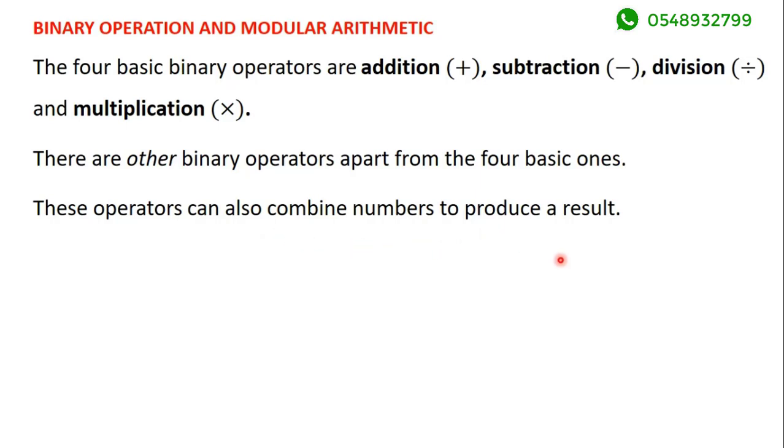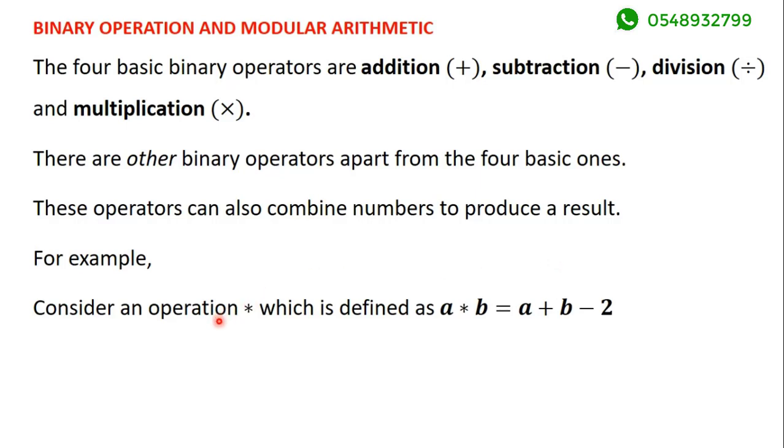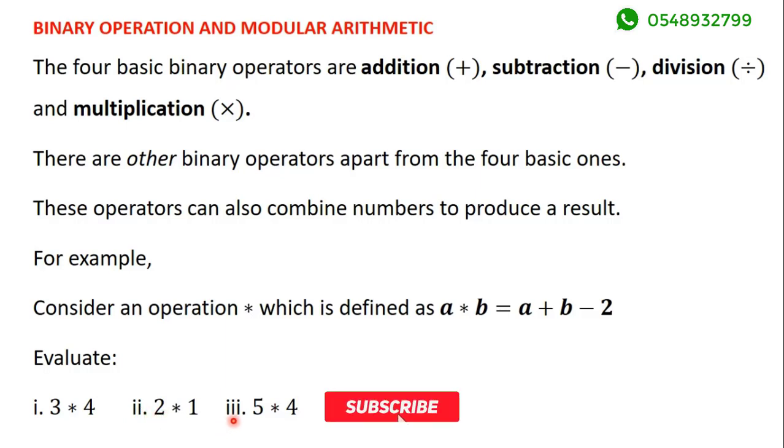produce a result. So for example, let's consider this operator star, which is defined as A star B is equal to A plus B minus 2. We can use the definition of this operator star to evaluate the following: I, 3 star 4; II, 2 star 1; III, 5 star 4. In the videos on binary operation and the real number system, we learned how to evaluate these by using the definition. I'm going to go over it quickly in this video.